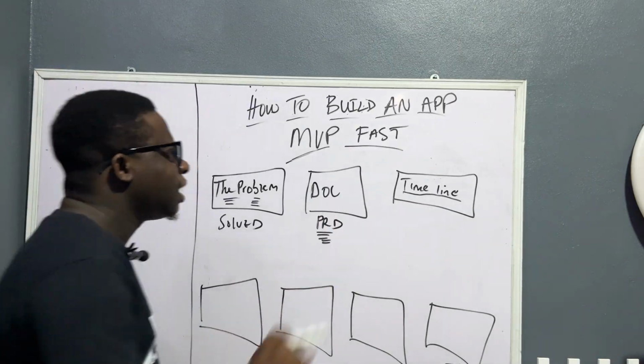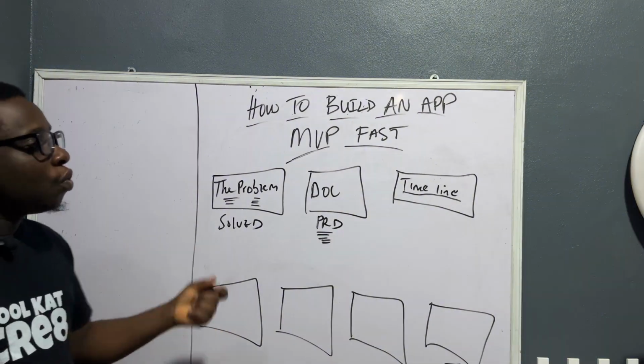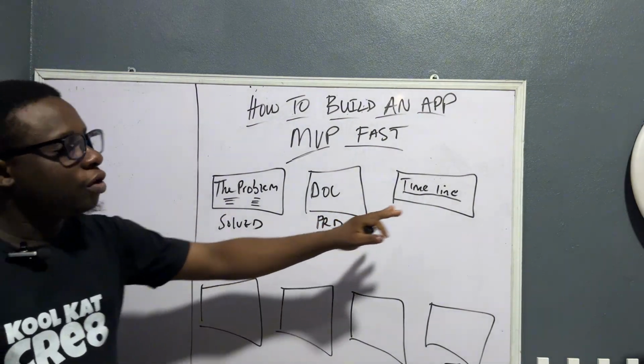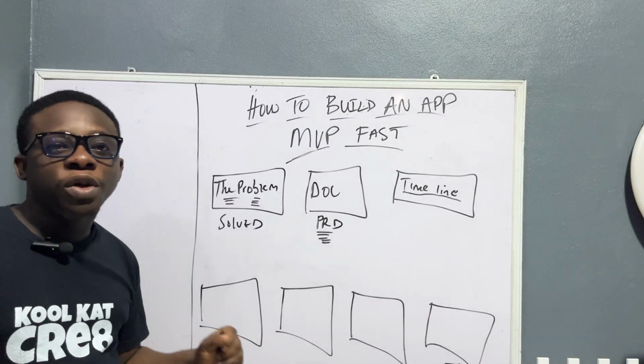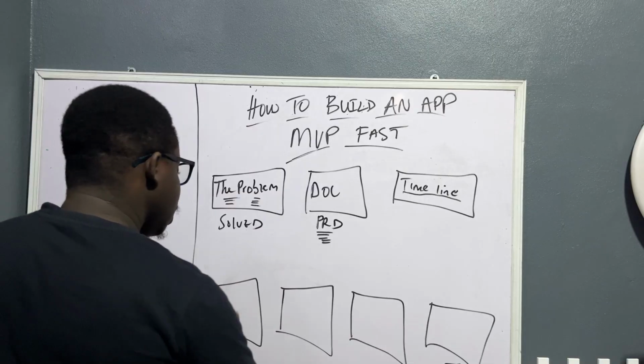So now, what's the next thing in order for you to build your MVP fast? So once you've gotten your problem, your doc, your timeline, you need to find a way to validate your idea fast. So now that is going to be the fourth.